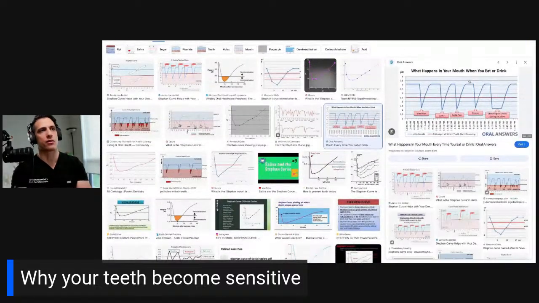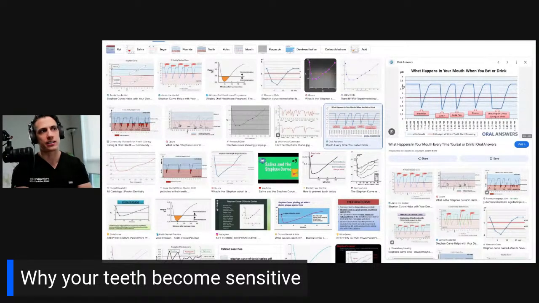What happens in your mouth when you eat? Now, can you see this, or am I just talking without you being able to see it? Let's see. Yes, you can see it. Okay. Right here. So you can see this graph here. What happens to your mouth when you eat or drink? Now, this here, where my mouse is, this is the pH of your plaque. Your plaque has a certain pH, and it starts off as neutral, around 7.